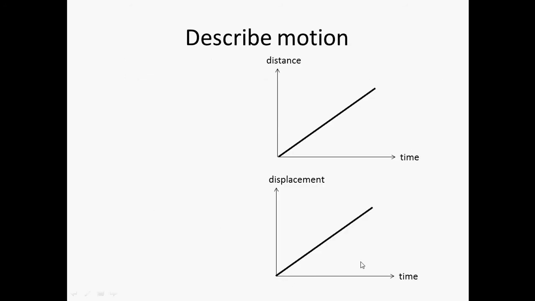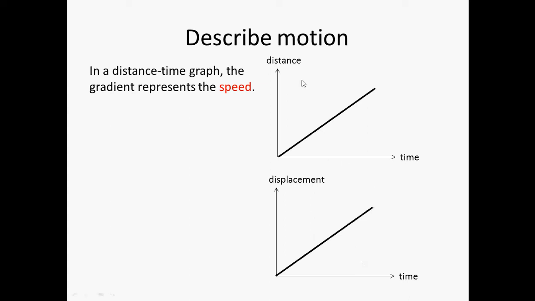Now, how do you describe the motion after knowing about the gradient? Basically, it's the replacement of one single word. In a distance time graph, the gradient represents the speed. So if you look at this graph without knowing that it represents a distance time graph, you will simply say that it is a positive constant gradient. The only difference between describing motion and describing the gradient is that you replace the word gradient with speed, in the case of a distance time graph.